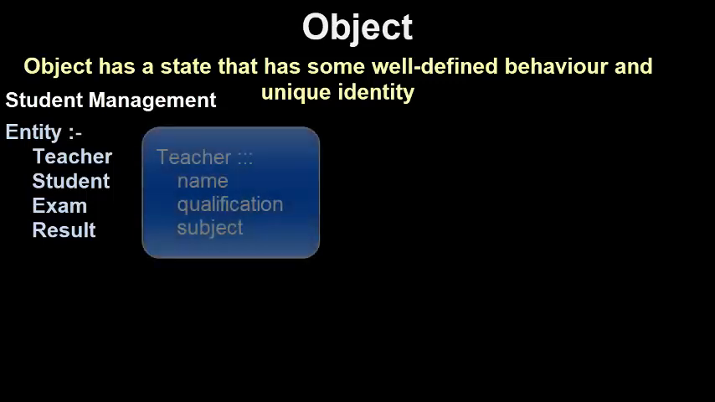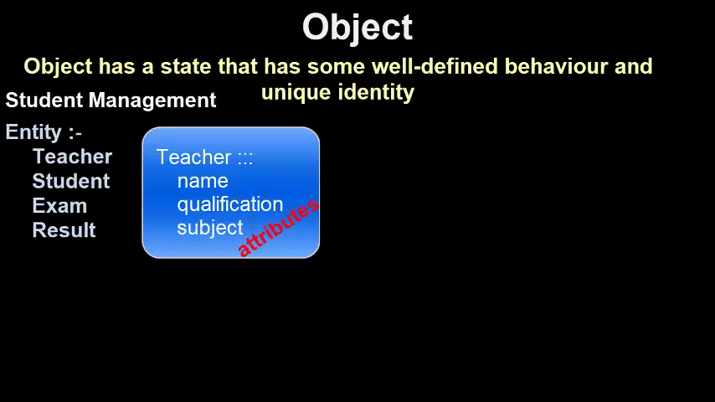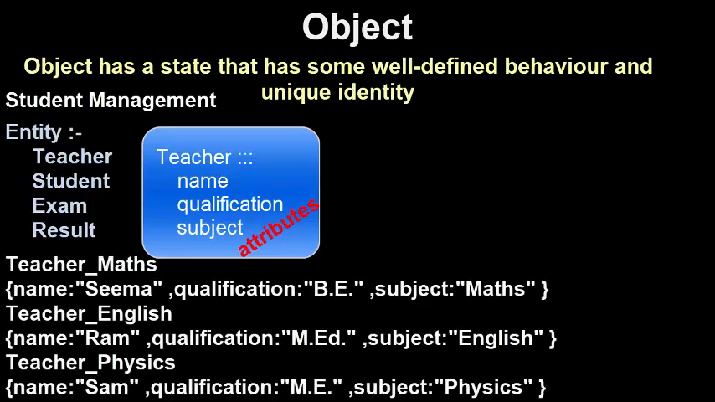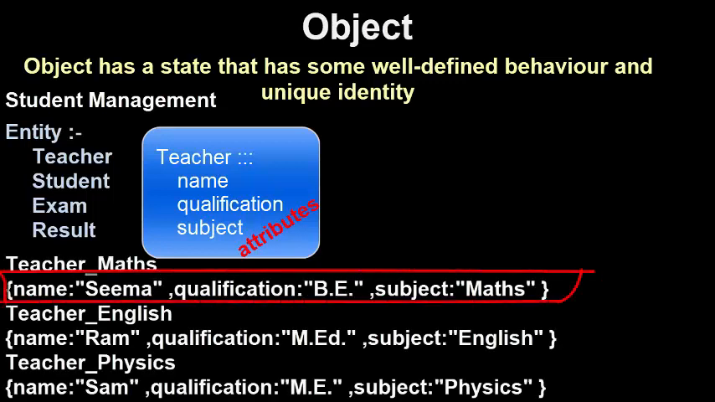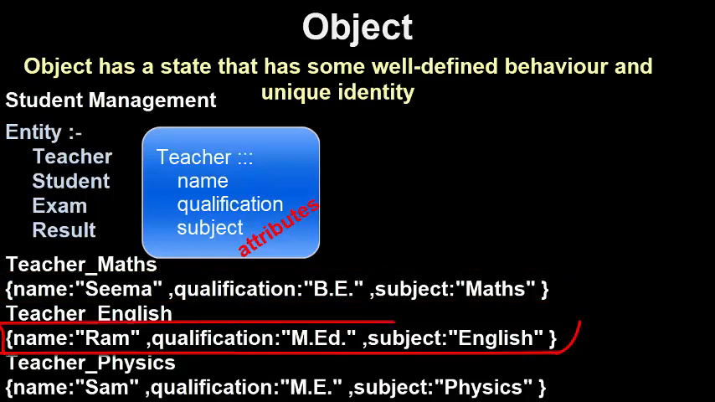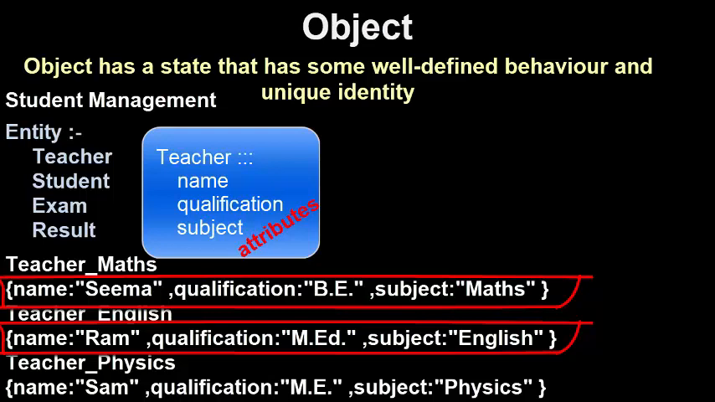And in the teacher entity, again we would focus more on data like name, qualification, subject. These are also called attributes. These attributes provide uniqueness to the objects. For example, for a maths teacher, name is Seema, qualification is BE and subject is maths. For an English teacher, name is Ram, qualification is MEd and subject is English. These values, that is Seema, BE, maths, Ram, MEd, English, define the state of the teacher object.